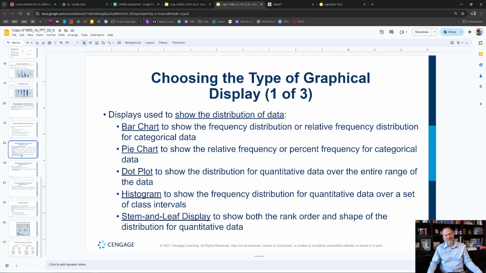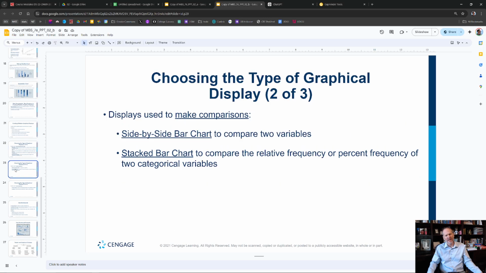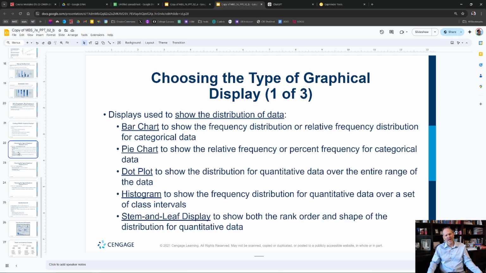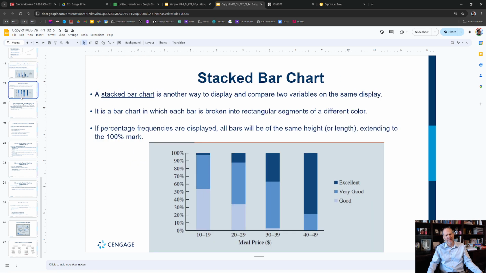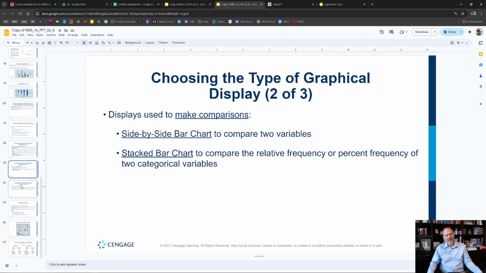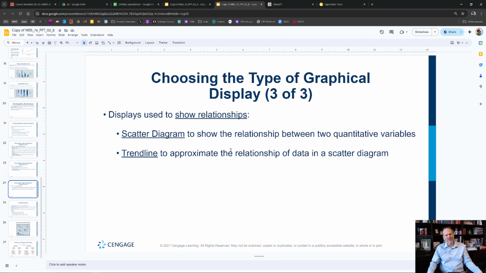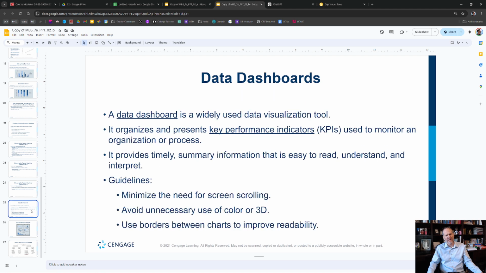So we saw bar charts, pie charts, dot plots, histograms, stem and leaf display. We saw dot plots, that's there. Side-by-side bar chart and then stacked bar chart. And so this was the side-by-side, and then this was the stacked bar chart. So we saw those. And then to show relationships, we saw a scatter diagram. We saw a trend line. And so then we finally have data dashboards.